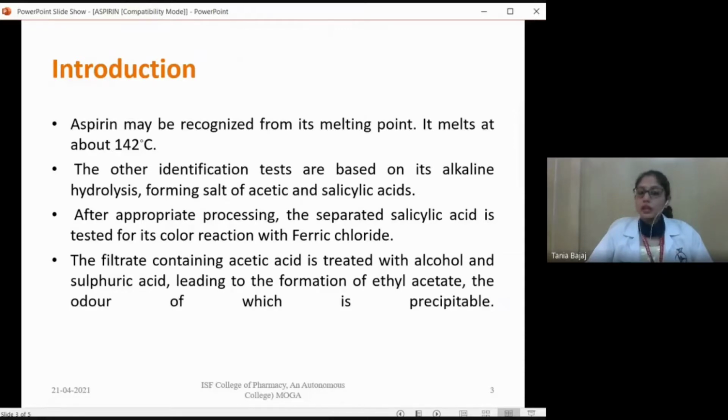The other identification tests are based on its alkaline hydrolysis, forming the salts of acetic and salicylic acids. After appropriate processing, the separated salicylic acid is tested for its colored reaction with ferric chloride. The filtrate containing acetic acid is treated with alcohol and sulfuric acid, leading to the formation of ethyl acetate, the odor of which is perceptible.